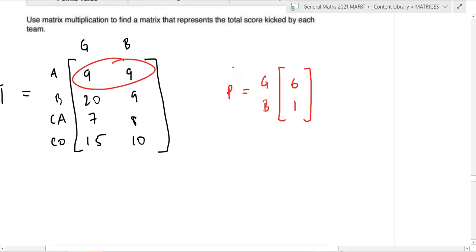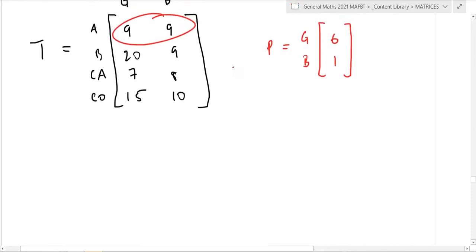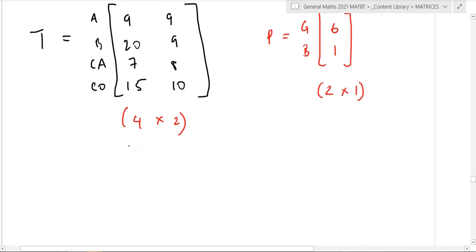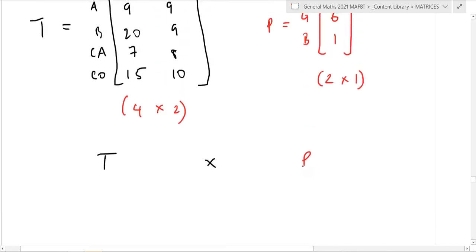So you have to arrange it into a column matrix instead, okay? All right, so let's do this. We're going to do, in this case, write the order down. You know that this is a 4x2, and you know that this is a 2x1. So that'll work because the middle numbers are the same. So it has to be T times P. So T multiplied by P matrix. Okay, so let's put that in. T matrix times P matrix.